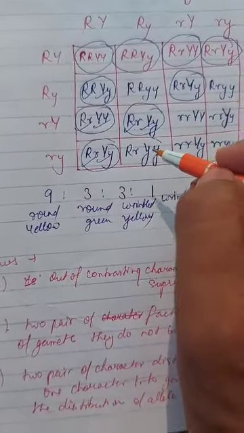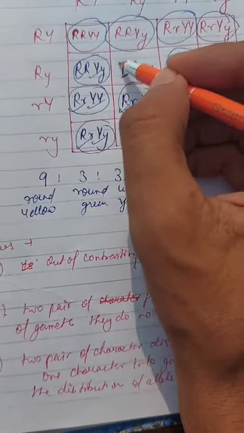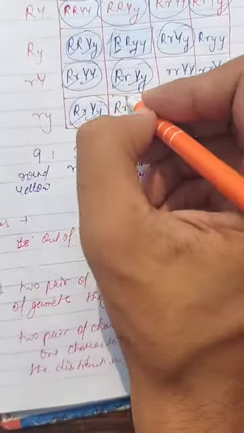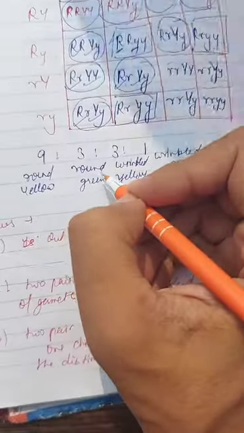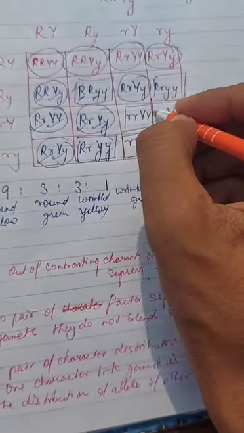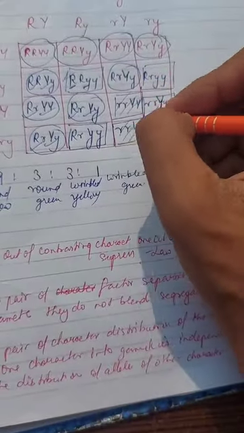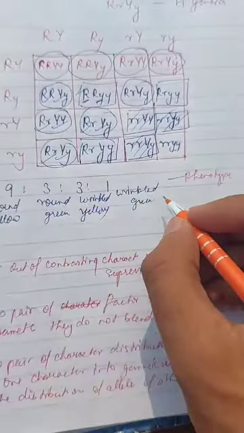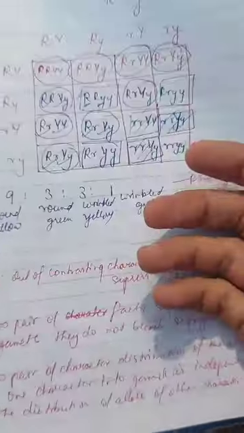Now coming to the round green, means round means capital R and small y. So this capital R, small y will be the round green. We will put the round green in the square bracket. So these are the three of round green. Then wrinkled green means small r and capital Y. So small r, capital Y we are getting, small r, capital Y, small r, capital Y. Then one will be wrinkled green. So in the dihybrid cross, what we are getting? 9:3:3:1 ratio phenotypically. Its genotypic ratio is very broad, so we are not studying its genotypic ratio in your syllabus.